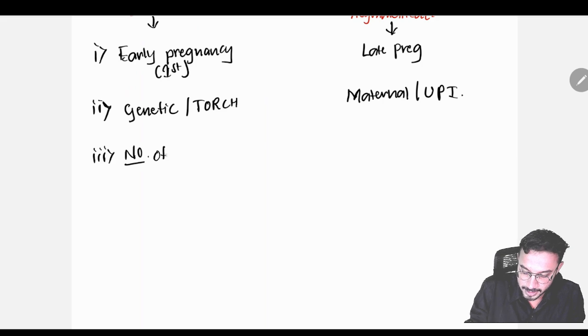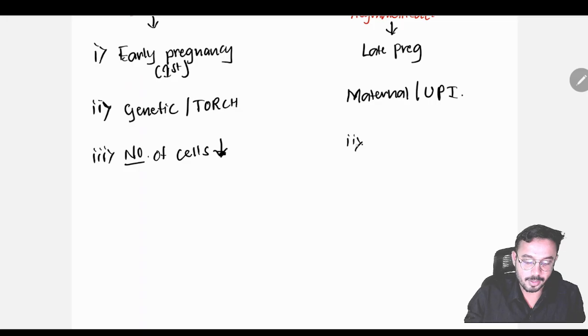Okay. And what about the number of cells? The number of cells will decrease in symmetrical IUGR. Okay. So here, what about the number of cells? Here cells will not decrease, cell size will decrease. Cell size is decreased over here.